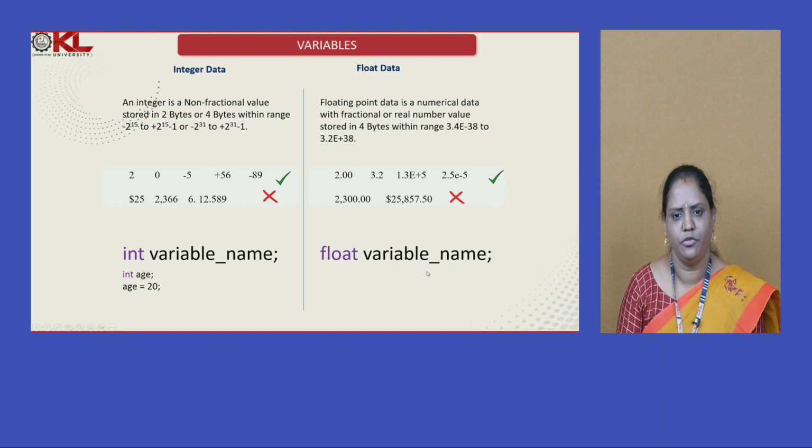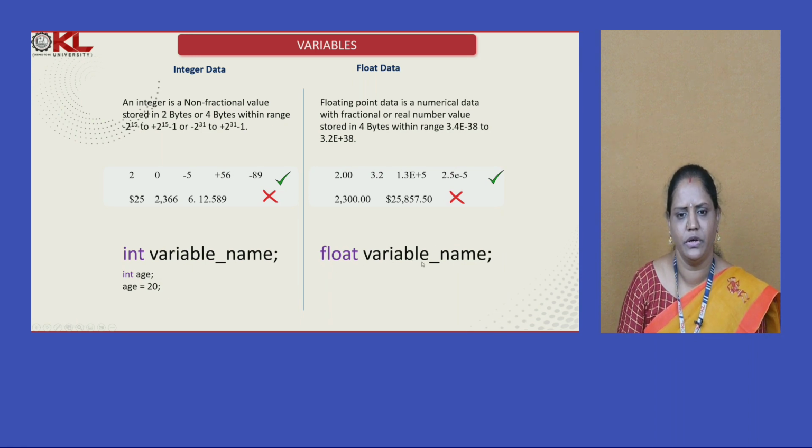Now, how to declare a float variable? The keyword we use for float data type is float, and then the variable name. This is the name of the location where your data is stored, and the declaration example is float height. Float is the data type and height is the variable name, and height equals, we can give some value like 5.7 or something. So whenever you want to store integer type of values, natural numbers or whole numbers, we go with the integer data type, and whenever we want to store fractional type of values, we go with the float data type.